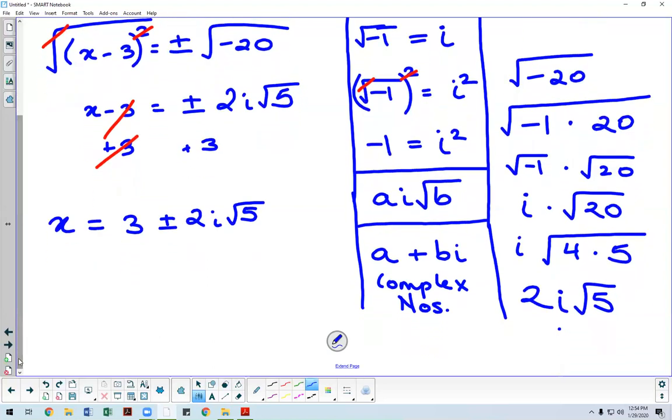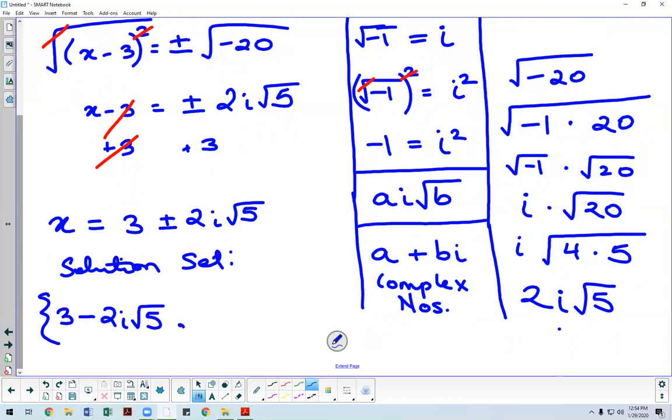So your solution set will change. You still have two answers coming from that plus or minus. You're going to have 3 minus 2i square root of 5 and 3 plus 2i square root of 5. So basically, with the plus sign, you get one answer, and with the minus sign, you get the other. Okay, that's the square root property. Any questions other than the little blunder?